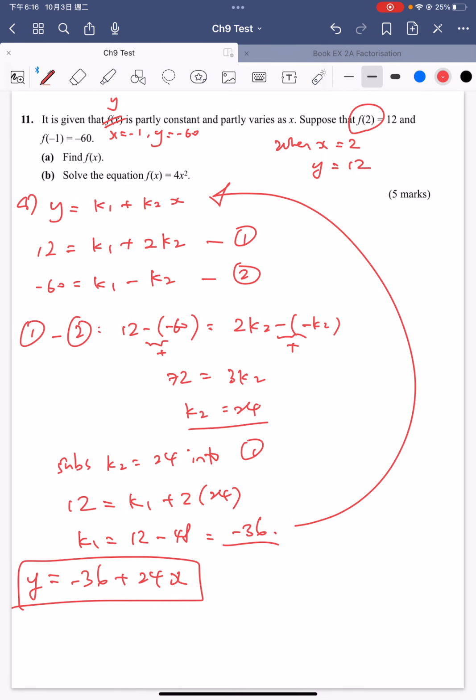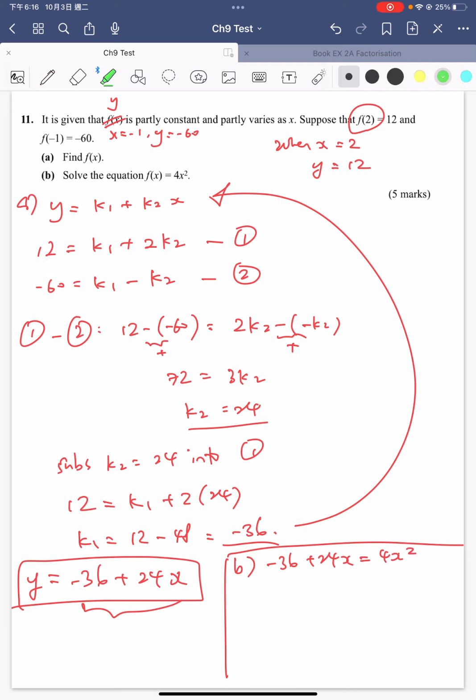So for question B, just write it here. For question B, we need to solve the equation f of x is equal to 4x squared. The f of x is actually equal to negative 36 plus 24x. So we just write it down: negative 36 plus 24x is equal to 4x squared. You can realize that this is actually a quadratic, isn't it? Because we've got x squared, we've got x, and we've got a constant.